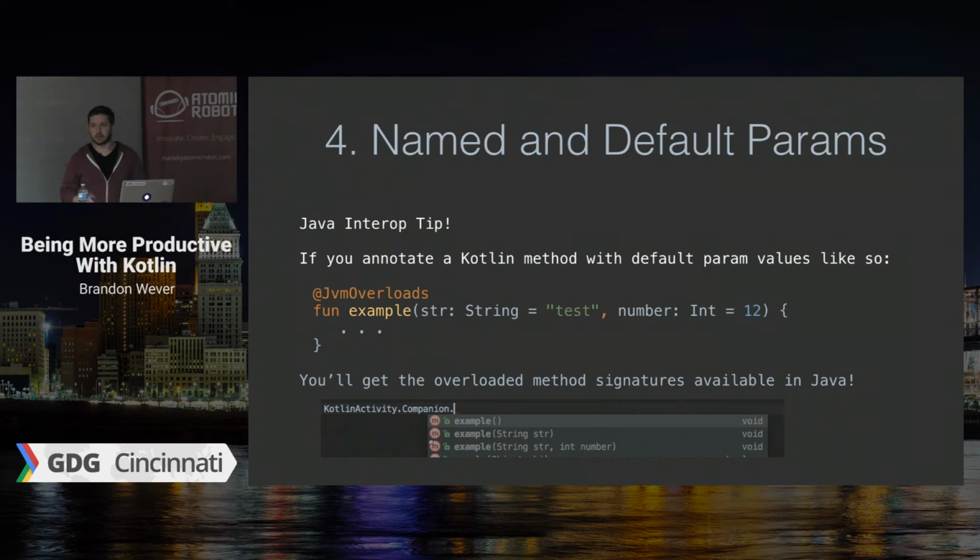And just as a quick Java interop tip, if you annotate a method that uses default params with @JvmOverloads, you'll get the overloaded method signatures in Java. So we have this example function, and it takes in str and number. And if we use this @JvmOverloads when we provide default values, you can see the Java code down here. We get example with no arguments, example with just string, and example with string and int.